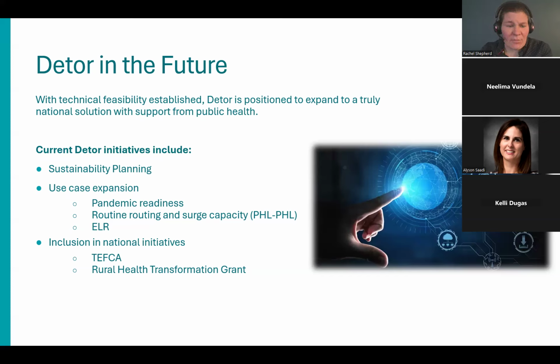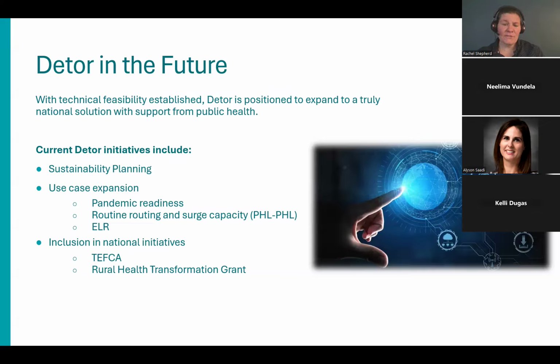We're also starting to explore different kinds of sender and receiver models. So thinking about some of those like public health lab to public health lab implementations for routine testing and surge capacity. Really, with the Detor model, we need an order and we need a resulter. Who they are is kind of irrelevant, so long as the functionality exists within the systems to generate orders and consume results, and I guess do both. So we're looking at those types of implementations now.